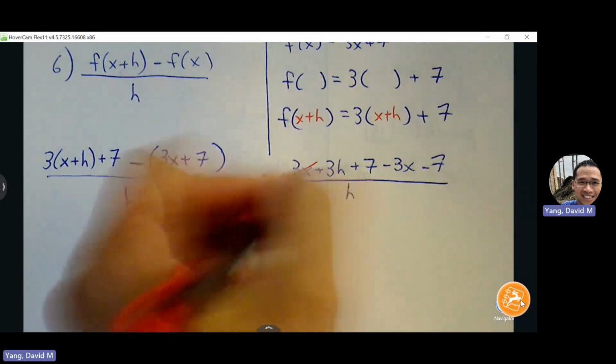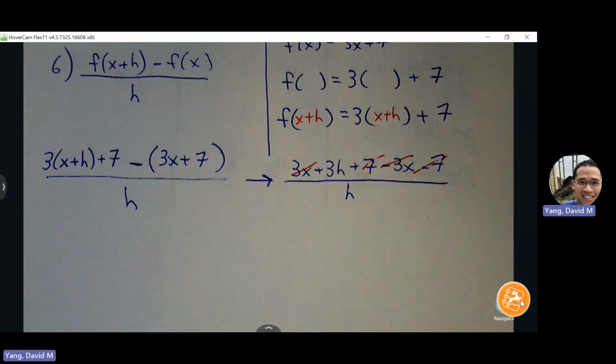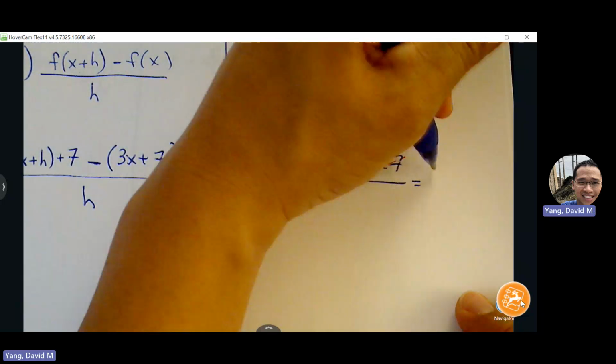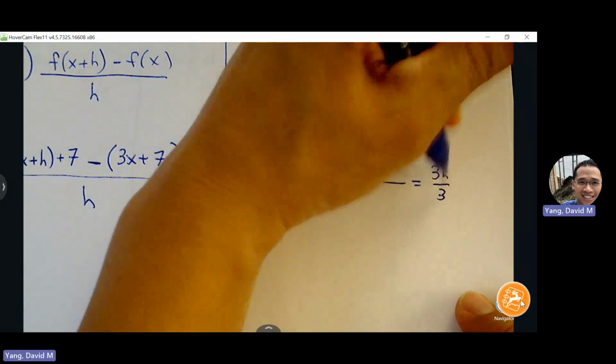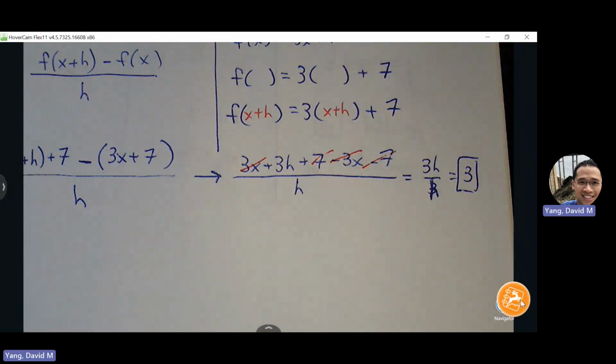The 3x's cancel out, the 7's cancel out. I'm left with 3h over h, which reduces even further. The h's cancel out. I'm left with 3. Now, it's not always going to cancel out this cleanly. For all these problems, you're just trying to get it as cleaned up as you can. And once you can't go any further, you stop.